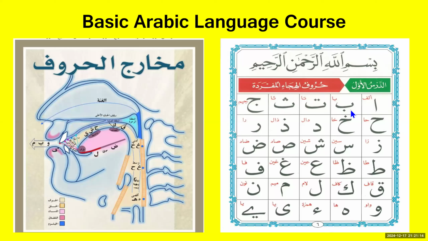Alif, Bha, Ta, Sa, Jim, Ha, Ka. This one is the first letter, ba. It is not bha. The second letter is bha. So we have to say first letter ba. Ba. Okay. Alif, Ba, Ta, Sa, Jim, Ha, Ka. Very good. Excellent. You will get 3 stars today.